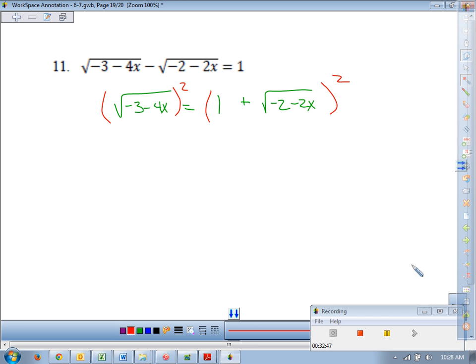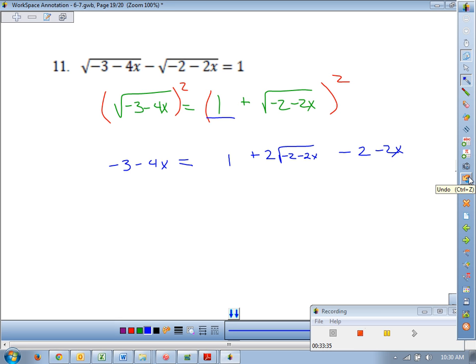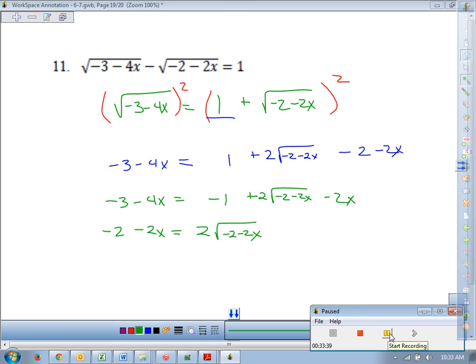Give it a try, video people. So when you square the first guy, you get a 1. You take twice the product, you'll get 2 square roots of negative 2 minus 2x. And when you square the last guy, since it's a square root, the radical just disappears and you're left with what's underneath the radical. So I got to here. I still have a times 2 in front of the radical. What do you got to do? Well, you divide every term by 2, right?